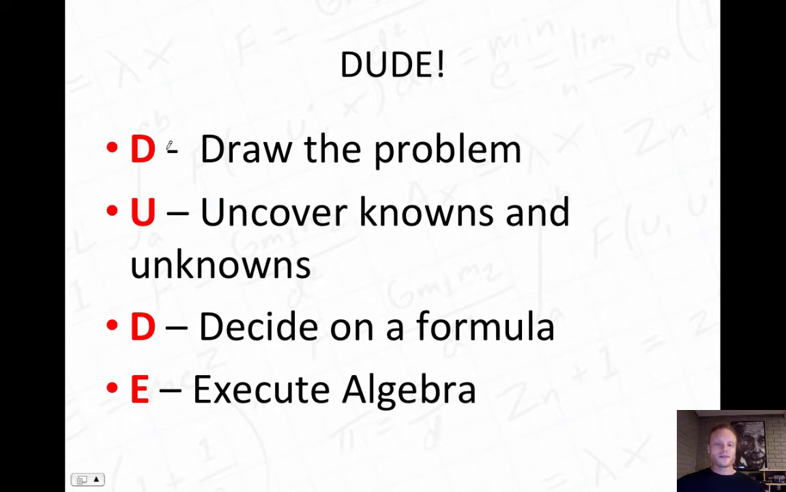And DUDE is a mnemonic device. D is draw the problem. U is uncover knowns and unknowns. So write them down, dang it. D, the second D, is decide on a formula. And E is execute algebra.